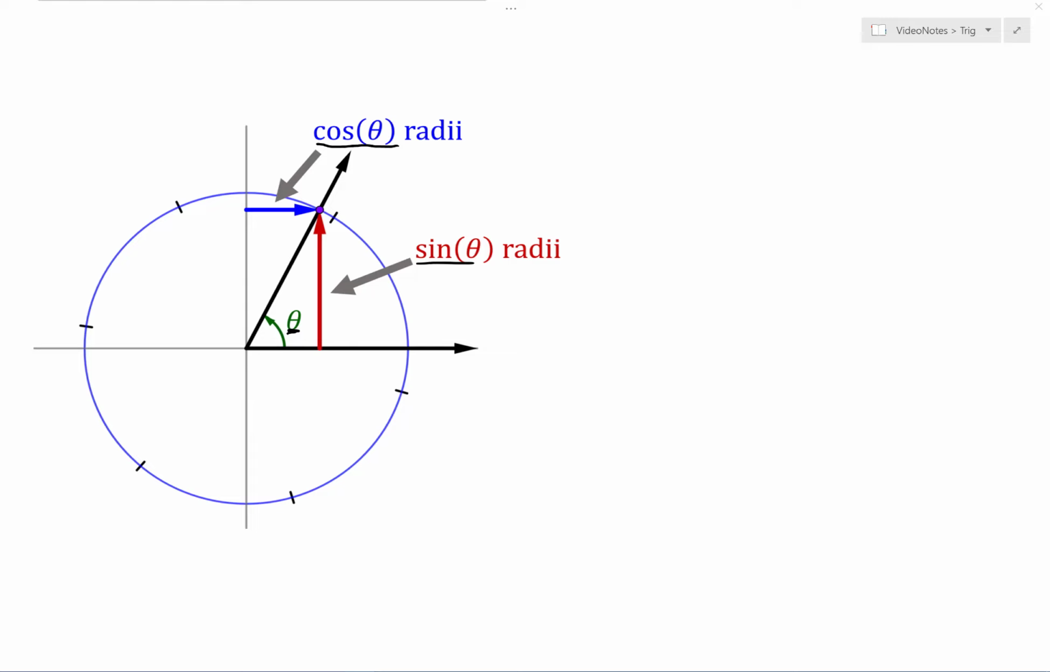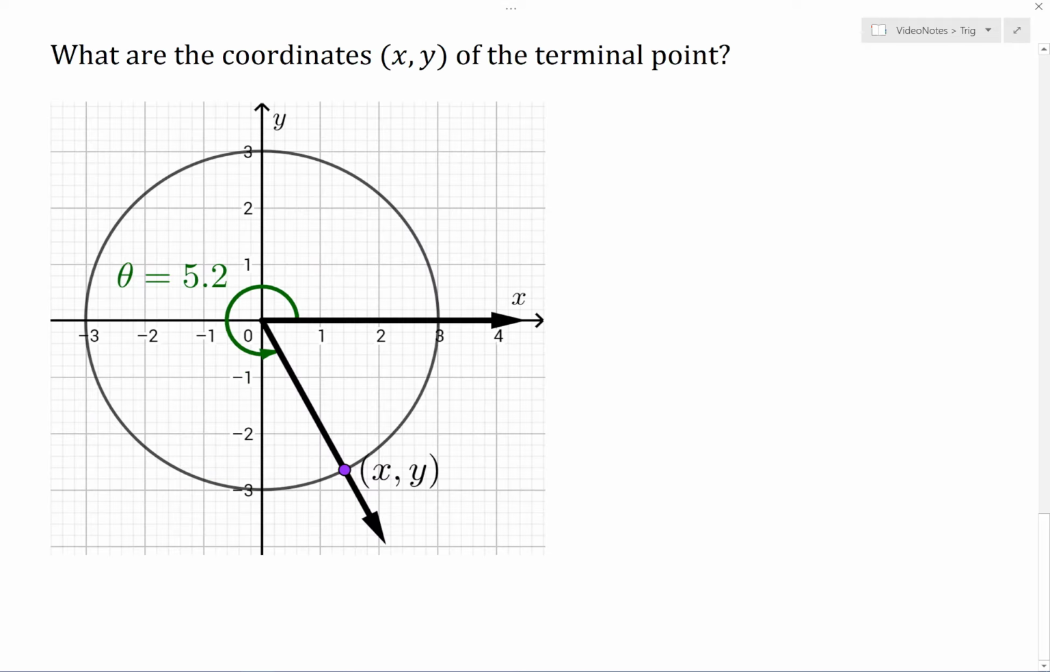And another thing to keep in mind, if the output of the cosine function is negative, that terminal point is actually to the left of the center of the circle. And if the output of the sine function is negative, the terminal point is actually below the center of the circle. Let's look at an example using the sine and cosine functions.